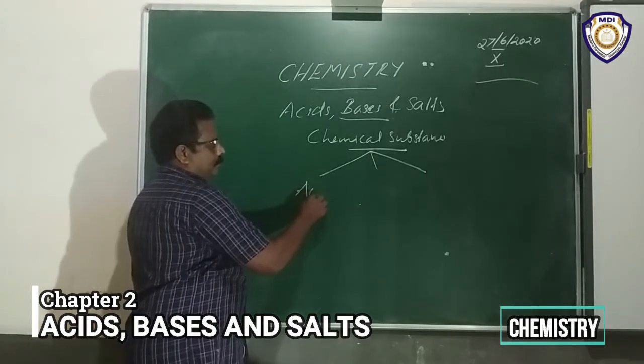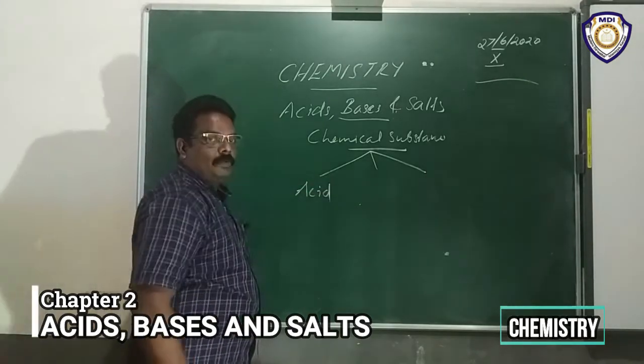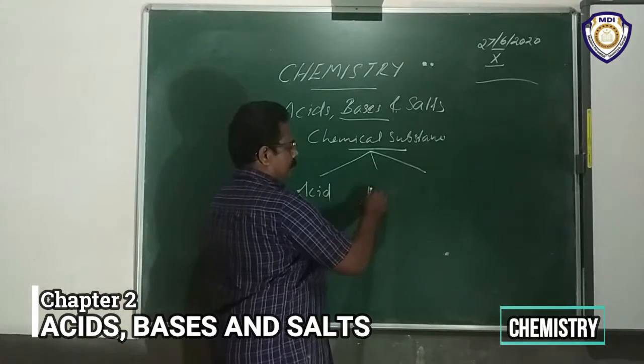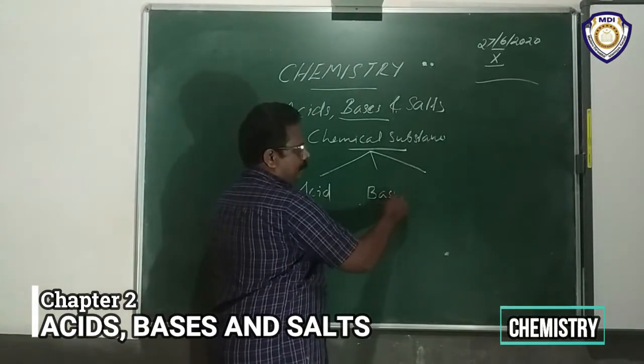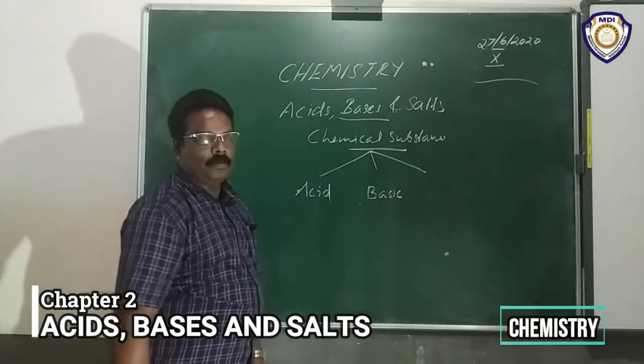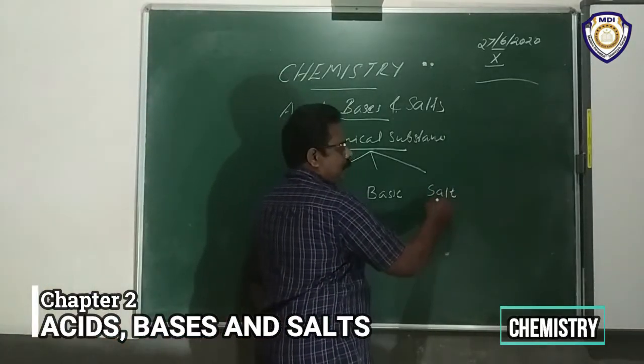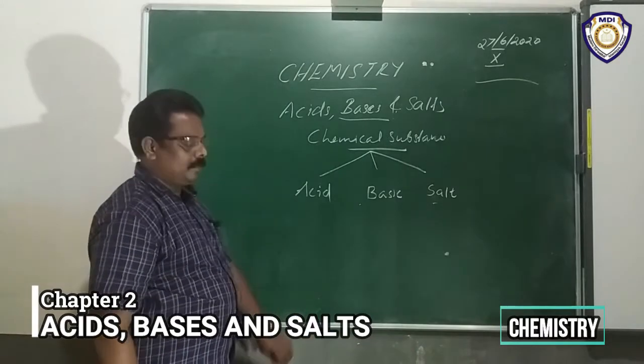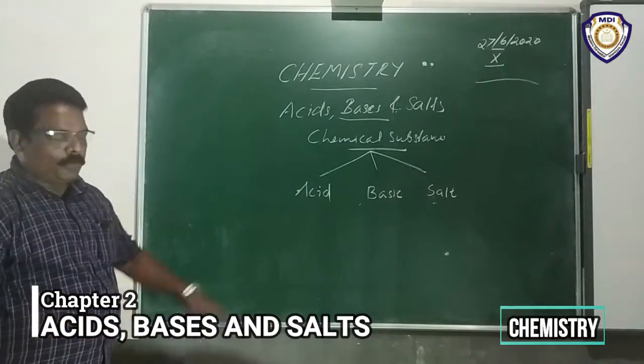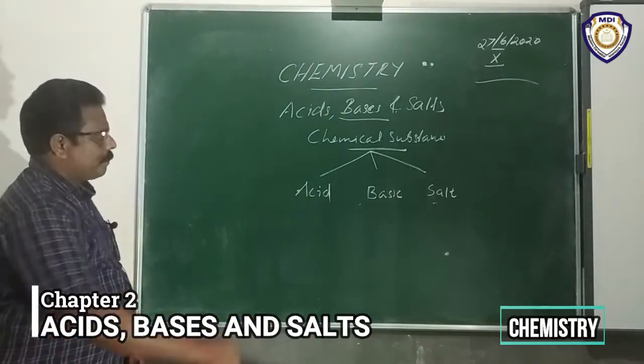First of all, acid group or acidic material. Second one, basic material. And third one is the salt form. Now we are going to take them one by one. So, acid.